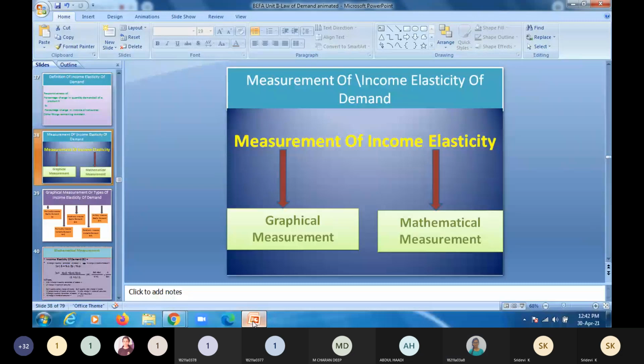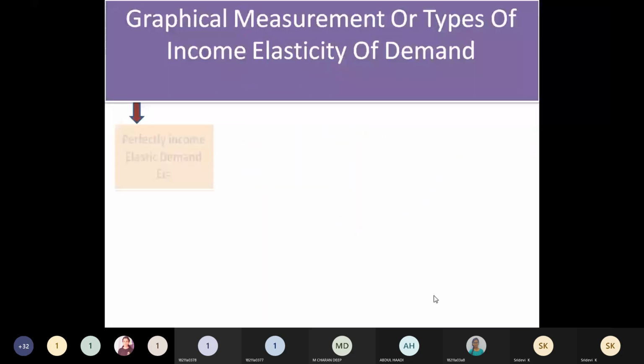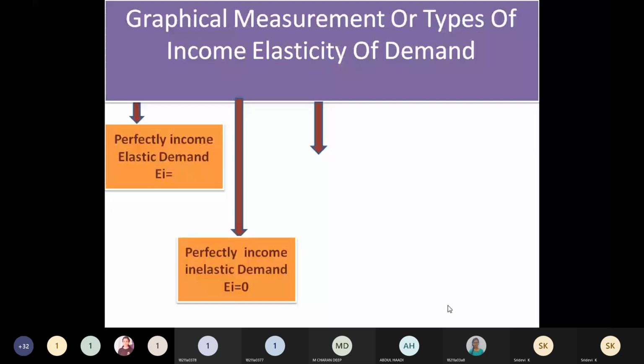So for income elasticity also, you are going to use graphical measurement and mathematical measurement. I am not going to explain in detail how to do it; the same way as for price elasticity, you are going to do that. Here also you can come across perfectly income elastic demand, where EI is equal to infinity, and perfectly income inelastic demand. In price elasticity, you used the same manner, only the thing is here you are adding income to the types. That difference you might have identified here.